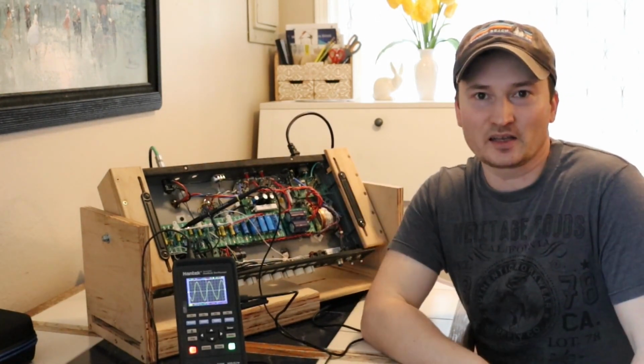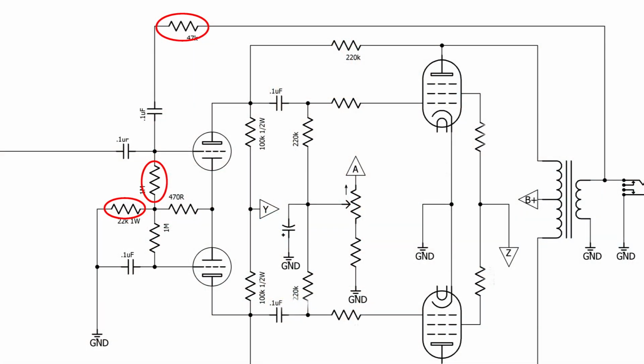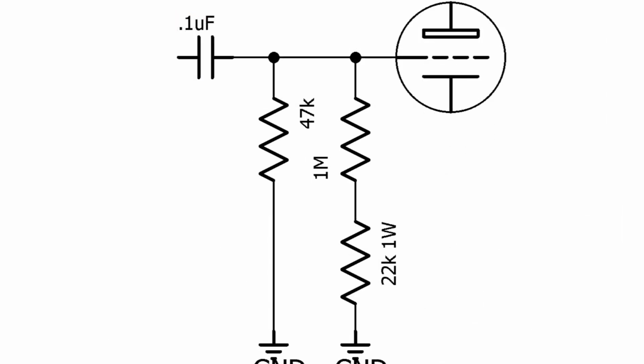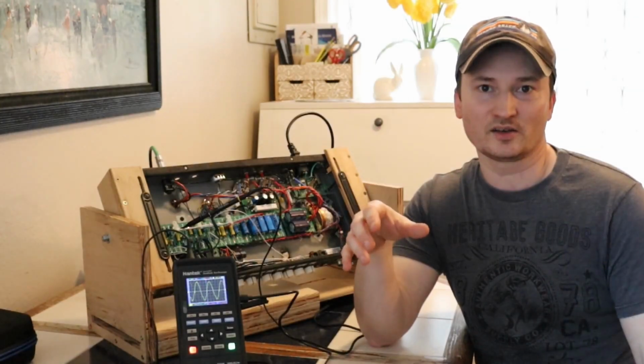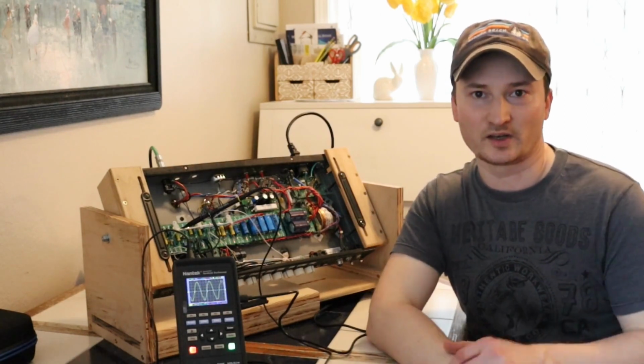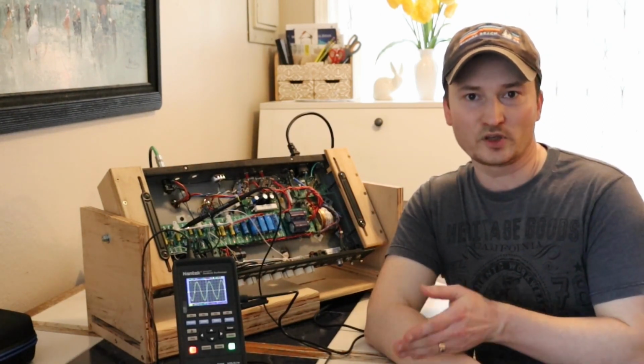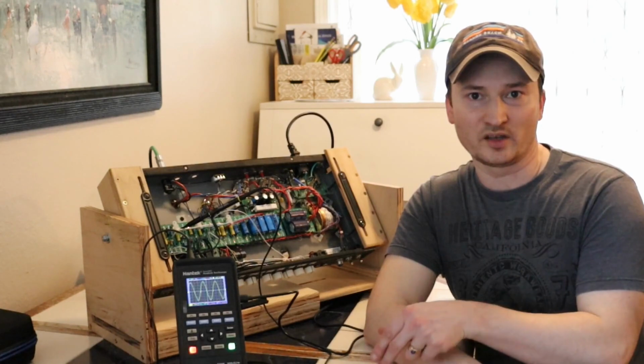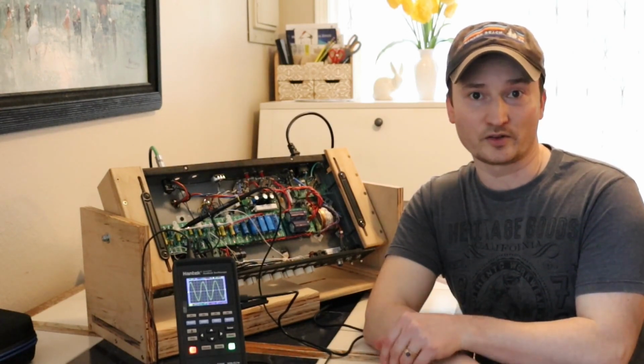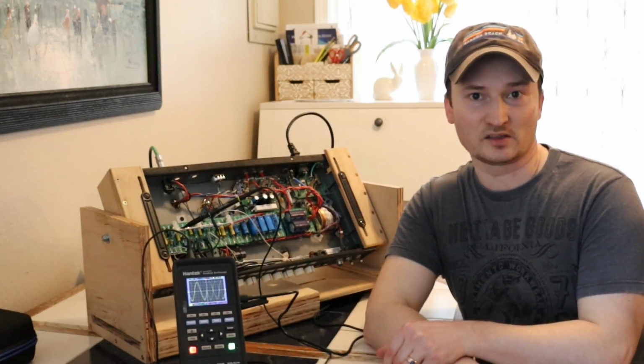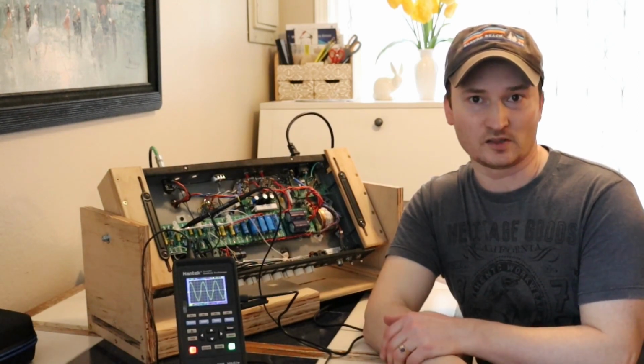Now, if you look at the schematic here, you'll see we've got this 1 meg resistor, the bias resistor, and then in series with that is our 22K tail resistor to ground. That 47K resistor in the negative feedback loop ends up being in parallel with those two resistors because the secondary winding of the output transformer is also connected to ground. So you put that 47K resistor in parallel with the 1 meg and 22K, and you end up with a very, very low input impedance at the phase inverter.